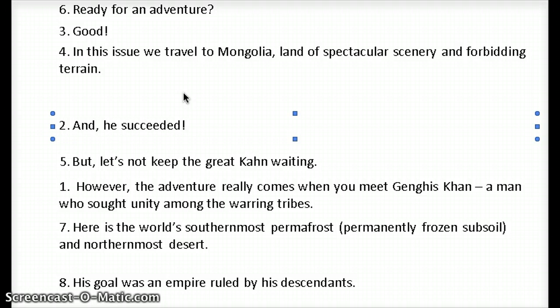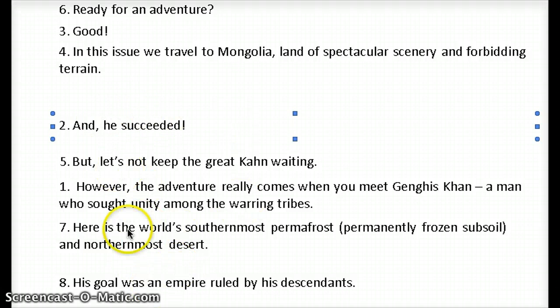"Ready for an adventure? Good! In this issue, we travel to Mongolia, land of spectacular scenery and forbidding terrain." So that flows really well. But sentence 2 just does not seem to fit there. Again, we see this pronoun he, but we still haven't established who he is. And we can tell by looking at the other sentences that he is Genghis Khan. So some sentence about Genghis Khan will need to come before he.